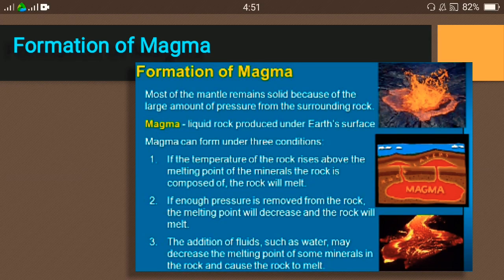Formation of magma. We all know that magma is a liquid rock produced under the Earth's surface, and magma can form under three conditions. If the temperature of the rock rises above the melting point of the minerals the rock is composed of, the rock will melt. If there is enough pressure, or if there is addition of fluids such as water, it may also decrease the melting point of some minerals in the rock, which causes the rock to melt.